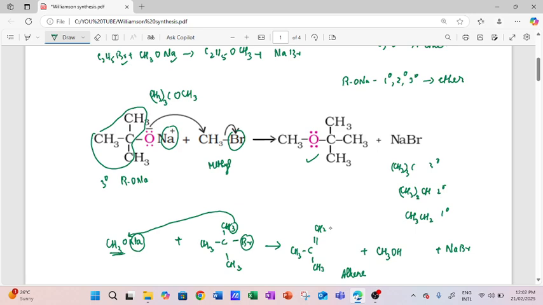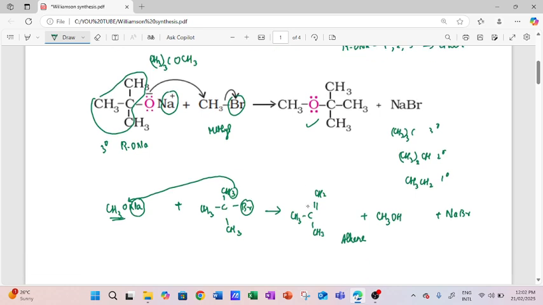When the alkyl halide is tertiary or secondary, we get the product as an alkene. We are not going to get an ether if it is tertiary or secondary. That's the important point. Now why? Why are we getting this? What's the reason behind this?